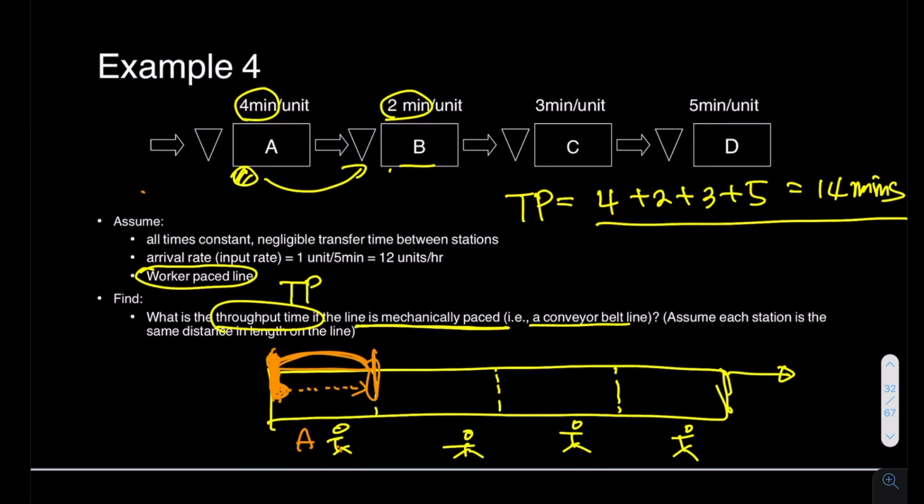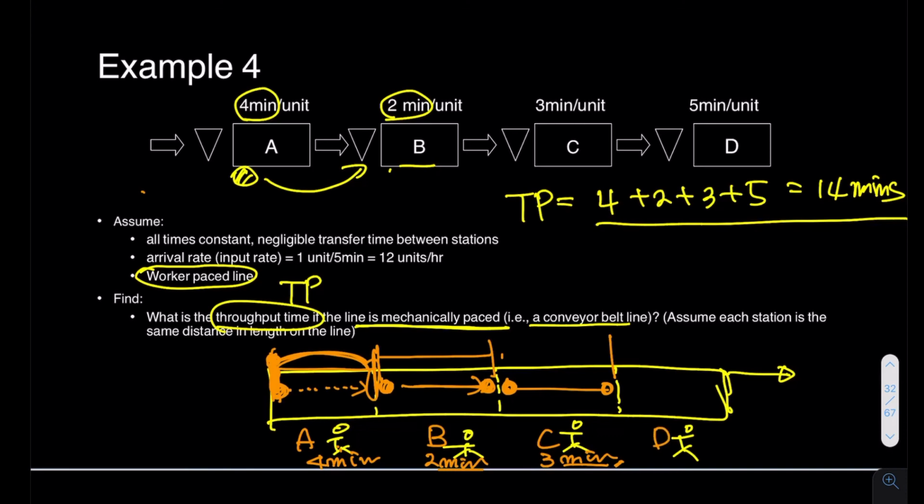Luckily, for station A, you need only 4 minutes. So let me write down 4 minutes. For station B, you need only 2 minutes. So although the length is the same from here to there, you need only 2 minutes. As long as the material is moving from here to there, if it stays longer than 2 minutes, station B is okay. For station C, you need 3 minutes to finish your job. So while the material moves from this place to that place, at least 3 minutes must be guaranteed.